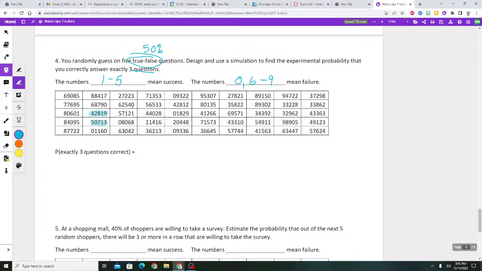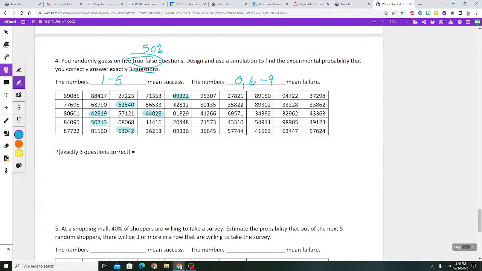This one has 4 correct. This one has exactly 3 correct. This one has 4 correct. This one has none. This one has 3 correct. This one has 4 correct. This one has 4 correct. This one has exactly 3 correct. This one has 4 correct. This one has 4 correct. This one has exactly 3.